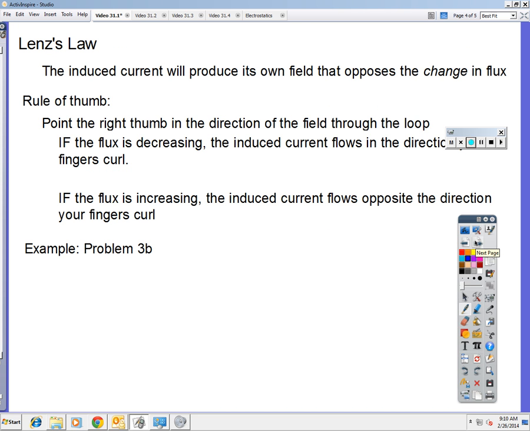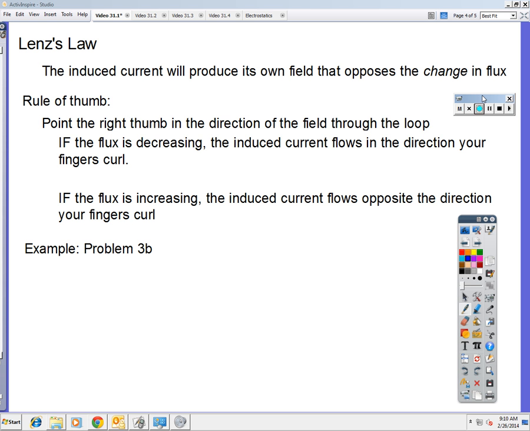The second law that goes along with Faraday's law is something called Lenz's law. This tells you what the direction of the induced current will be, because Faraday's law doesn't tell us that, it just tells us what the magnitude is. The idea with Lenz's law is conservation of energy. The induced current will produce its own field, because electric currents produce magnetic fields. The field created by that induced current will oppose the change in flux. If it didn't do that, you would have the potential for positive feedback, and you'd violate conservation of energy.